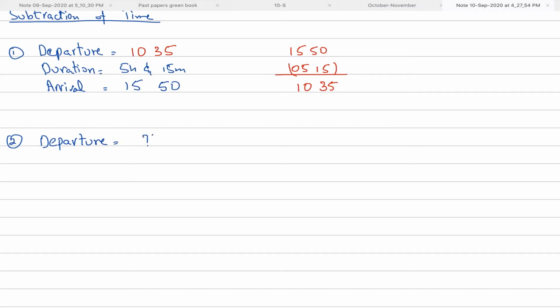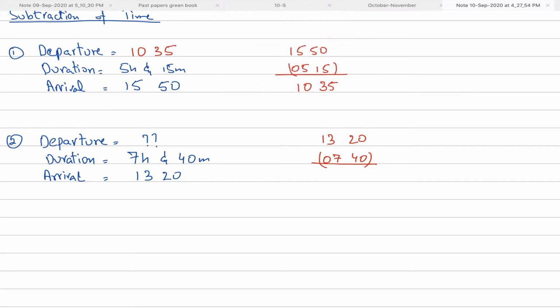So let's say you're not given the departure time. Instead, you're given the duration, which is, let's say, 7 hours and 40 minutes, and you're given that the arrival time is 13:20. Okay, now what should we do here? Well, theoretically, we're going to do the same. We're going to take the arrival time, and from it deduct the duration of the flight, which is 7:40.